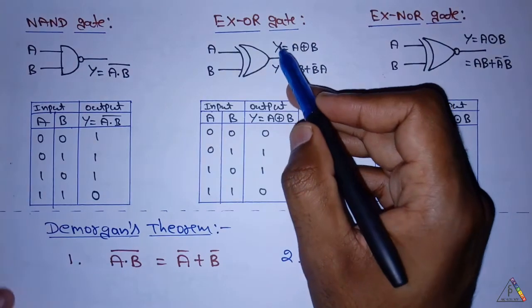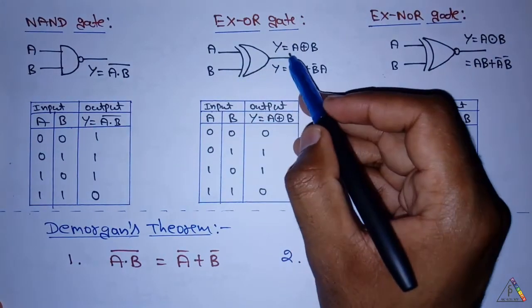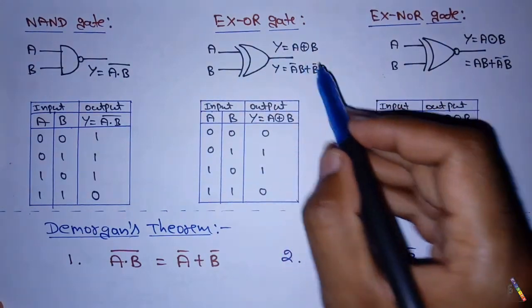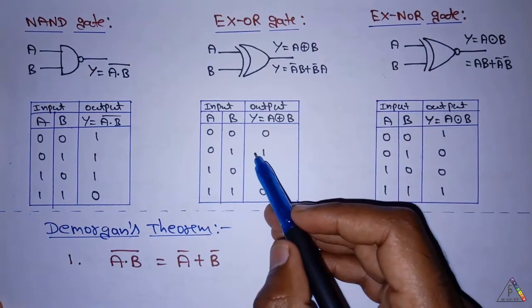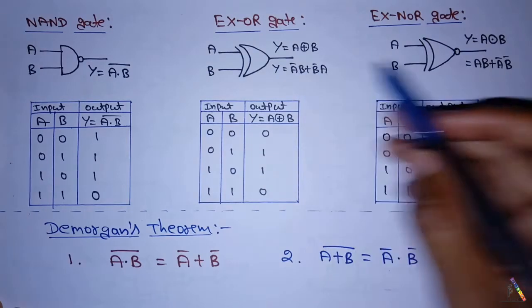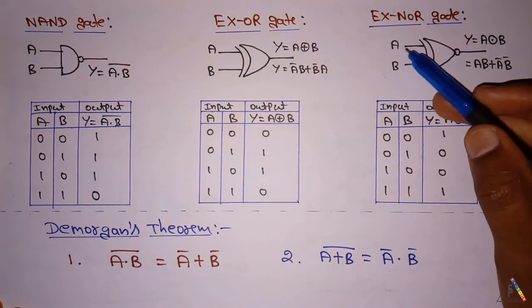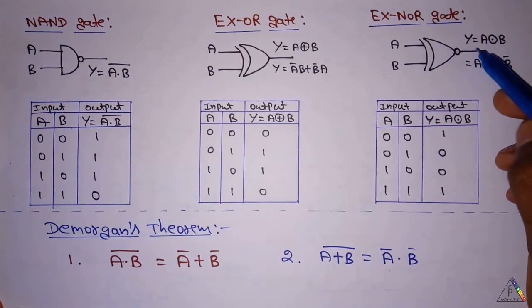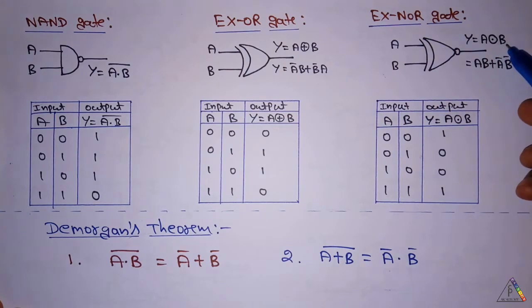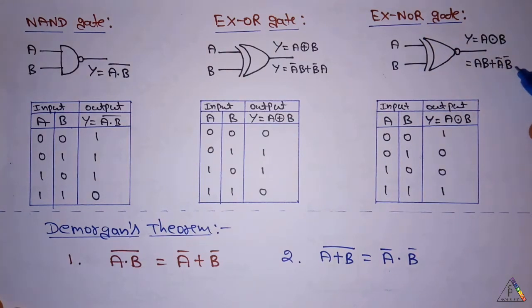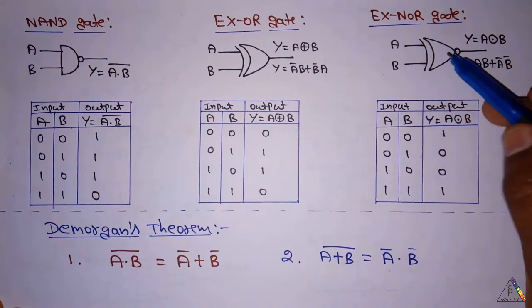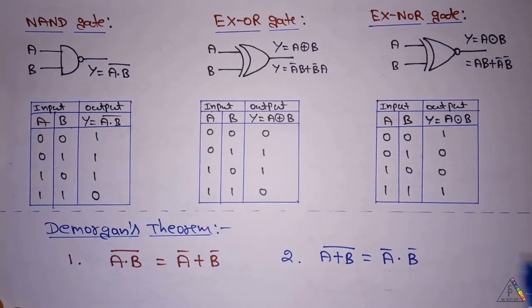And next is the XOR gate with the two inputs A, B, that is Y equals A XOR B, which is equal to A complement B plus B complement A. This is the truth table of the XOR gate, and this is the XNOR gate with the two inputs A, B. Y equals A XNOR B, that is Y equals AB plus A complement into B complement. This is the truth table of the XNOR gate.